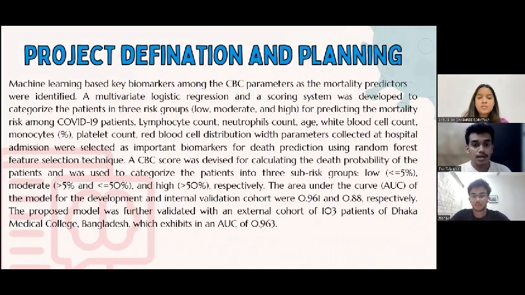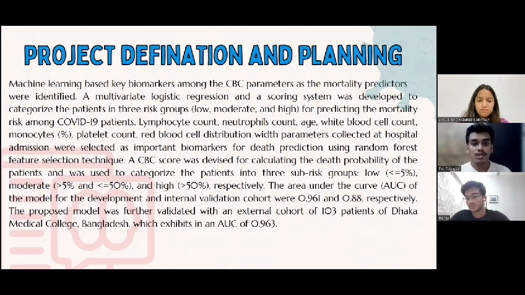We used multivariate logistic regression, and a scoring system was developed to categorize patients into three risk groups: low, moderate, and high, for predicting mortality rate. Lymphocyte count, neutrophil count, age, white blood cell count, monocytes, platelet count, and red blood cell distribution width were collected at the hospital, and these are the important biomarkers for calculating death probability.